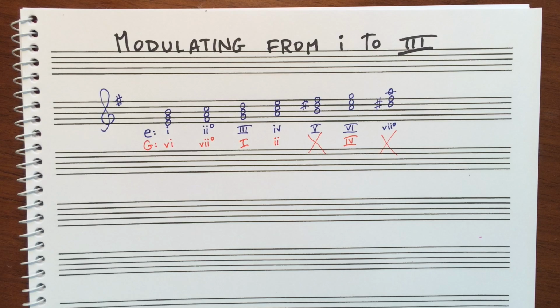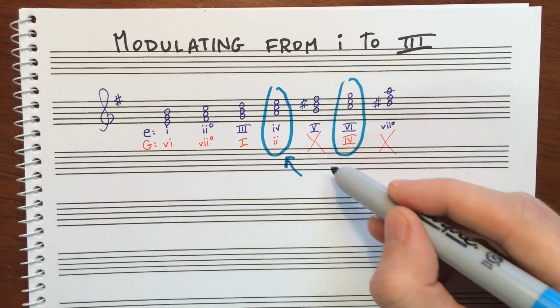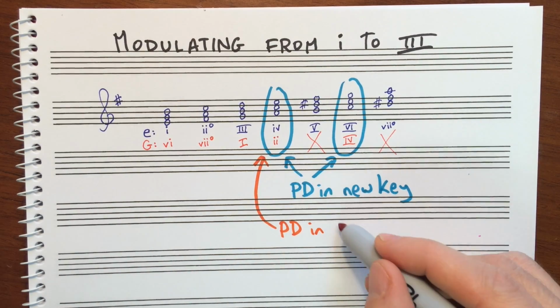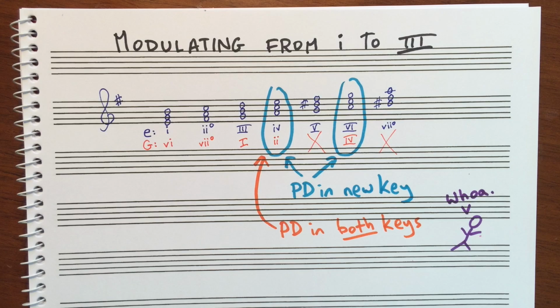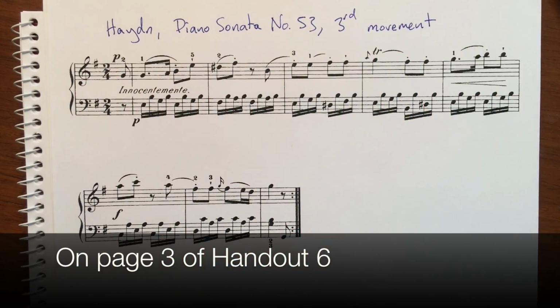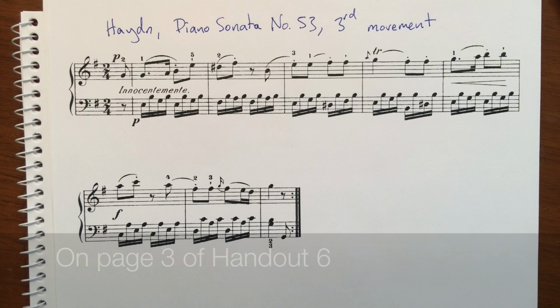Remember that the best pivot chords are those that can function as predominant in the new key. 2 of our 5 possible pivots qualify, 6 becoming 4 and 4 becoming 2. The latter of these, 4 becoming 2, is the most common pivot chord because this chord can function as predominant in both keys. Here's an example of a particularly smooth modulation from E minor to G major using this pivot chord.